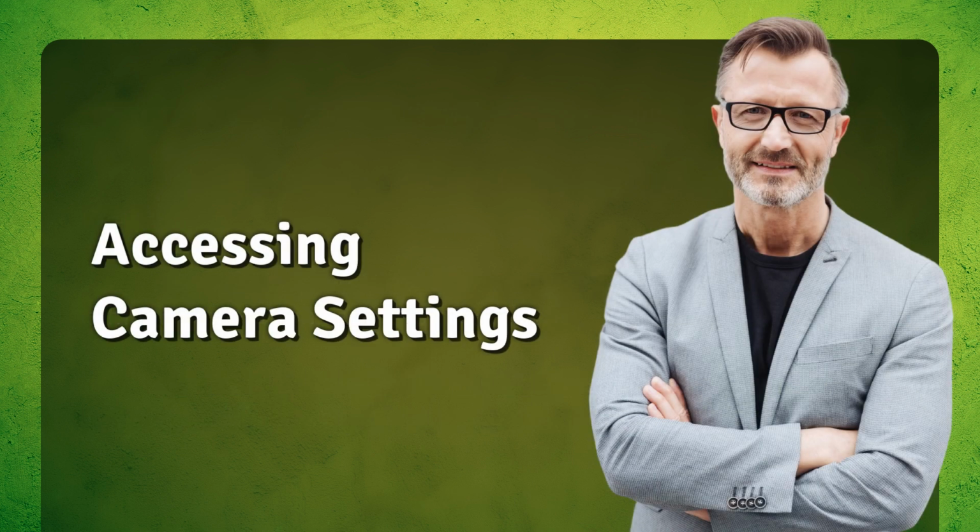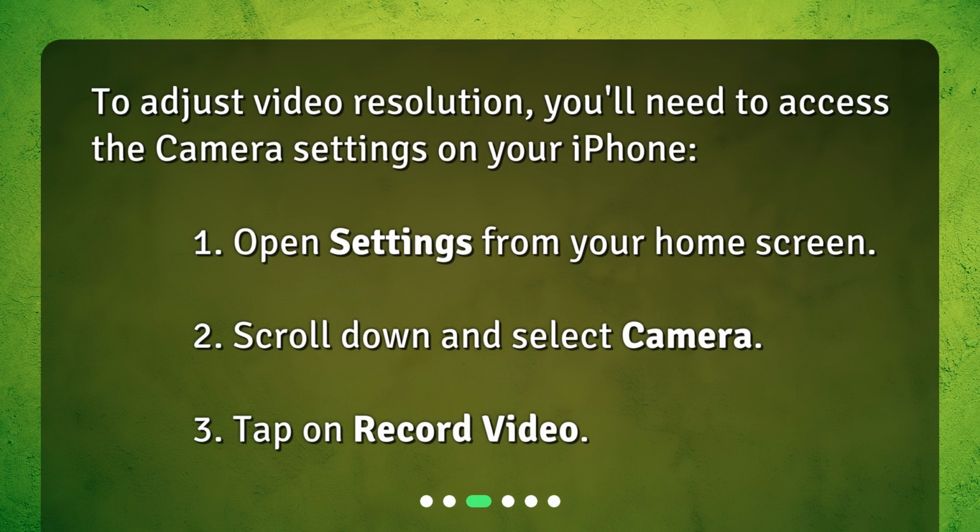Accessing camera settings. To adjust video resolution, you'll need to access the camera settings on your iPhone. 1. Open Settings from your home screen. 2. Scroll down and select Camera. 3. Tap on Record Video.